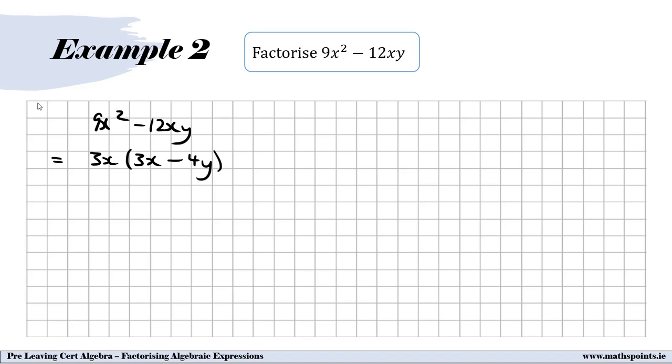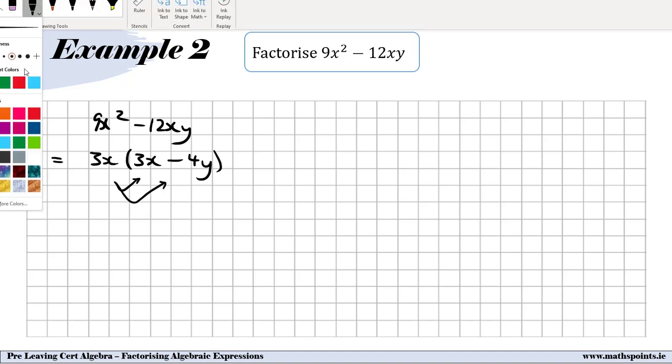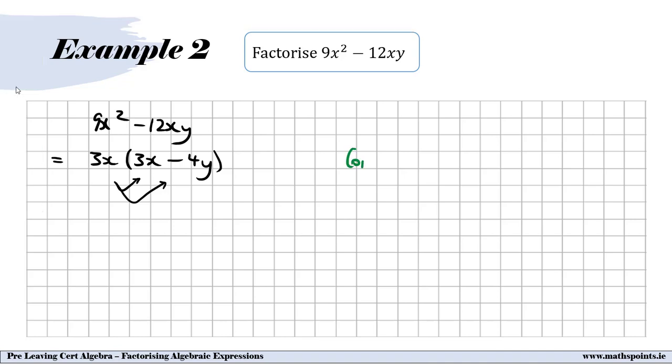We have a y. To test these solutions, we can always just multiply them back out. 3x by 3x is 9x squared, and 3x times minus 4y would be minus 12xy. And so this is our second common factor question. And here we have a common factor of 3x. 3x is a common factor to both 9x squared and minus 12xy.